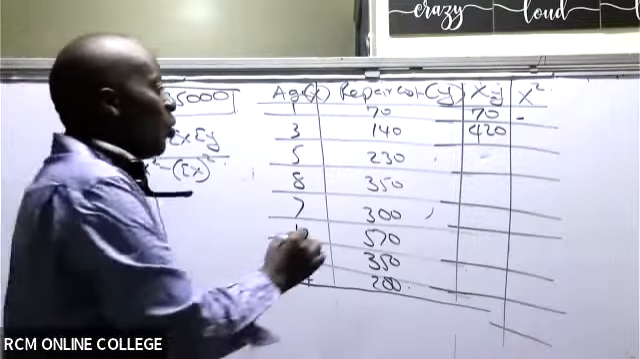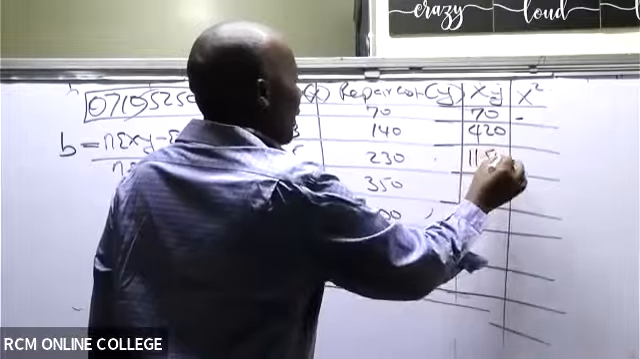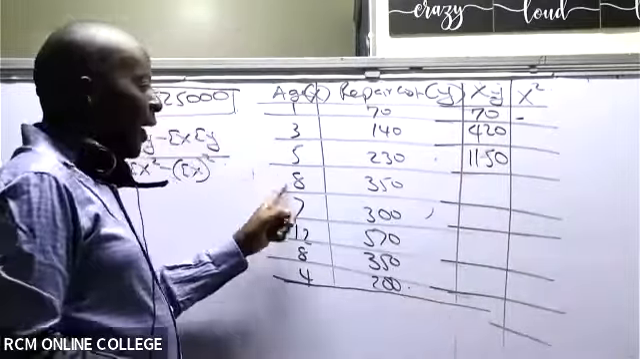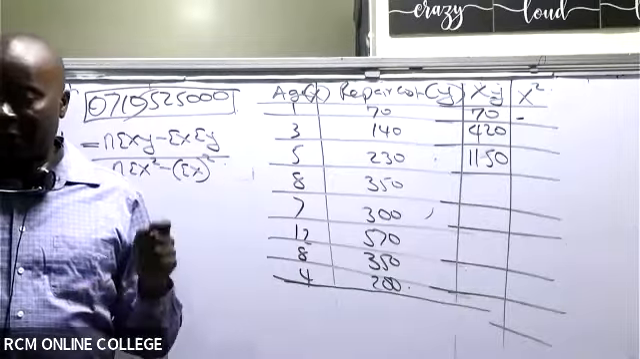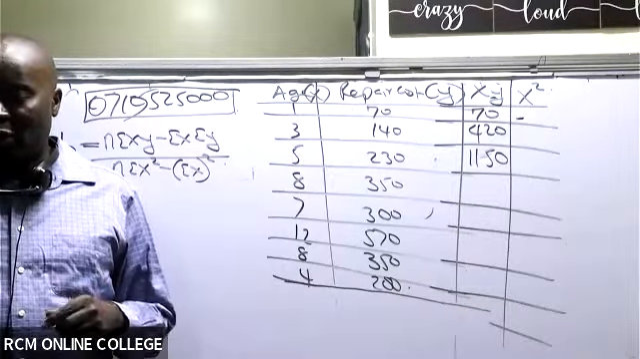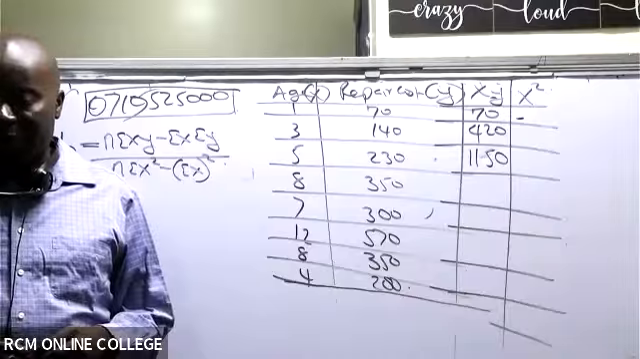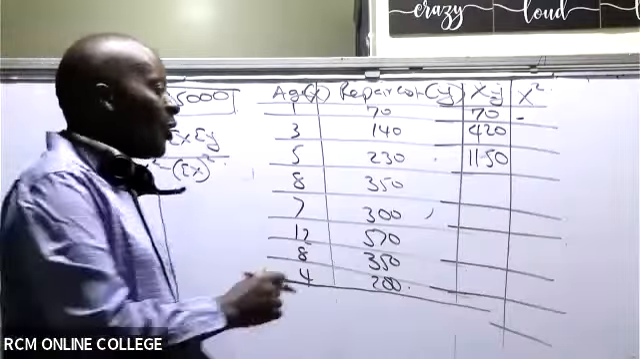$11.50. Thank you very much, Laura. So this is 1150, and then we have 8 times 350. Somebody please help Laura here. It's good we move together, all of us. 2,800 from Joyce. Thank you so much.